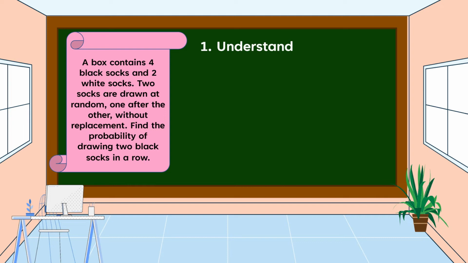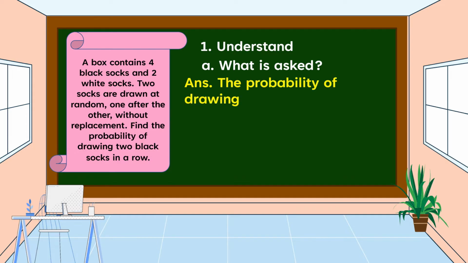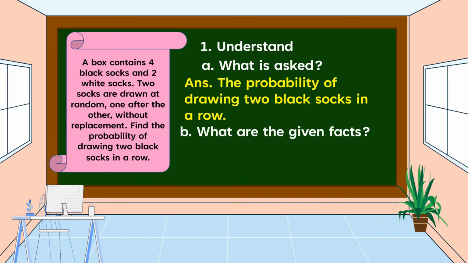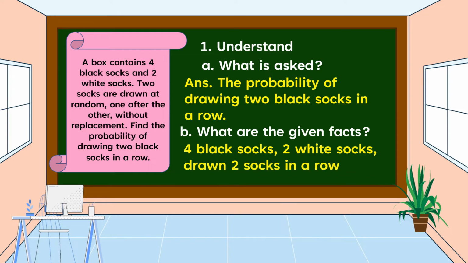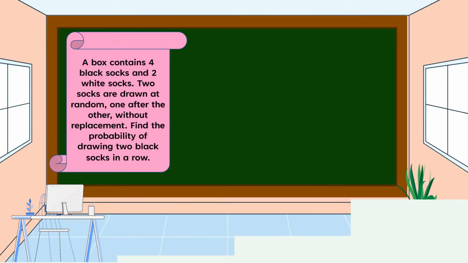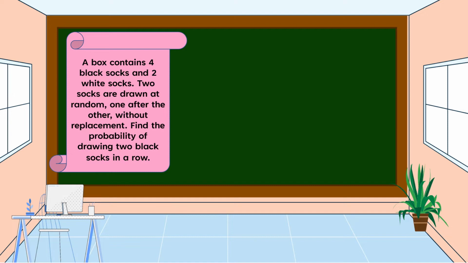First, we're going to understand the problem. We should know what is asked. So, what is asked in this problem? Yes, you are right. The probability of drawing 2 black socks in a row. What are the given facts? So, the given facts are 4 black socks, 2 white socks, and drawn 2 socks in a row. Yes, we already understand the problem.